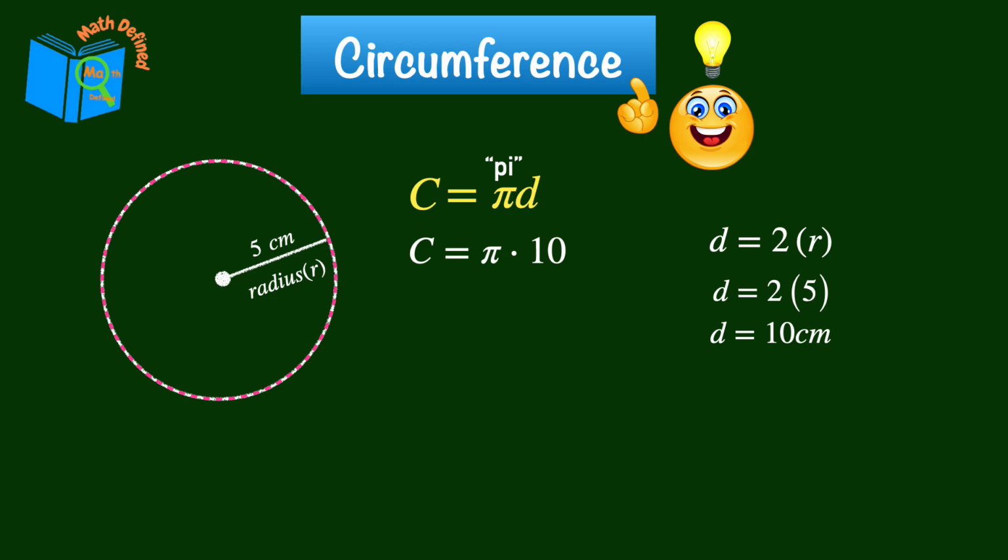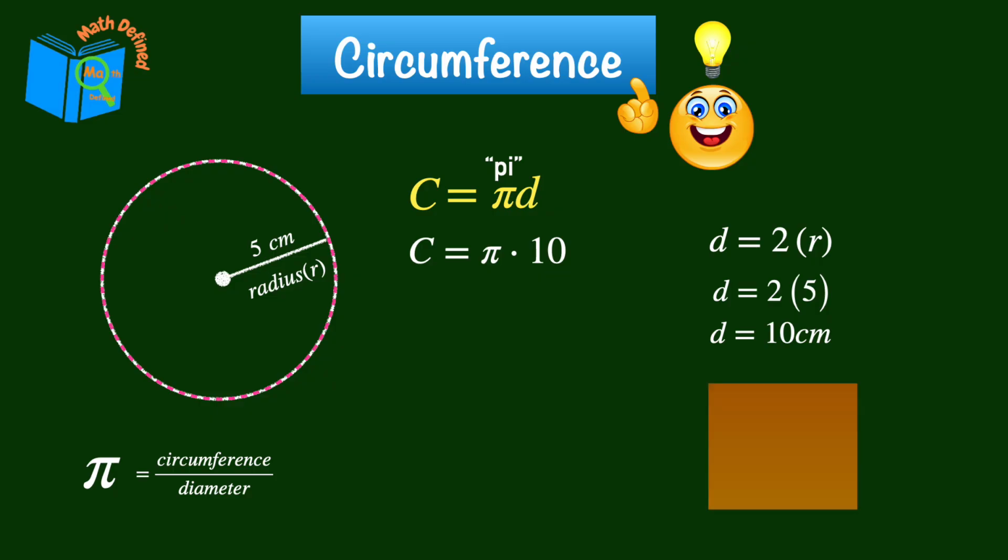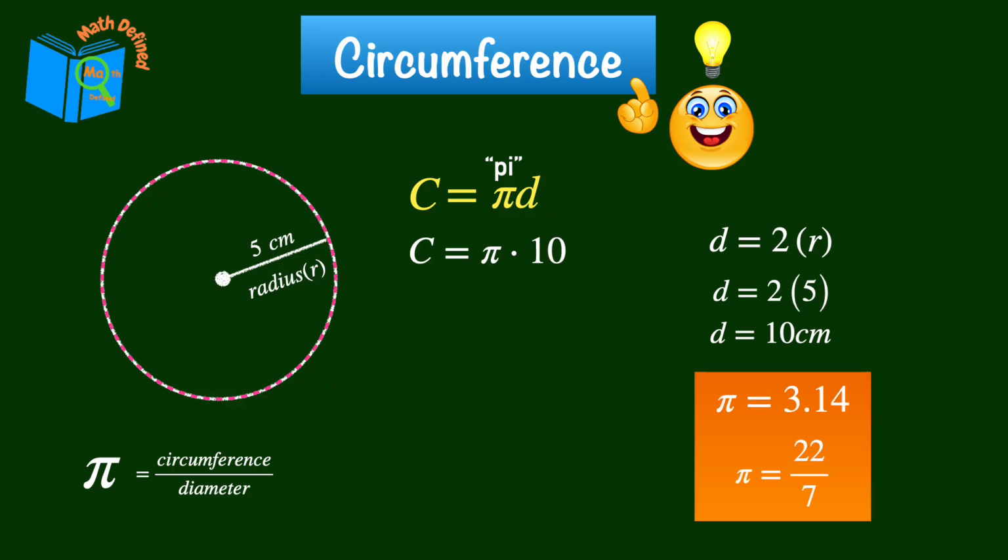The next hurdle in this formula is pi. Pi is a super special number in math. It's the ratio of a circle's circumference to its diameter. In simpler terms, if you divide the distance around a circle by its diameter, you'll always get pi. I could honestly make a whole other video just about pi. It's that fascinating. But for today, we're going to use the two most common approximations for pi, 3.14 and 22/7.